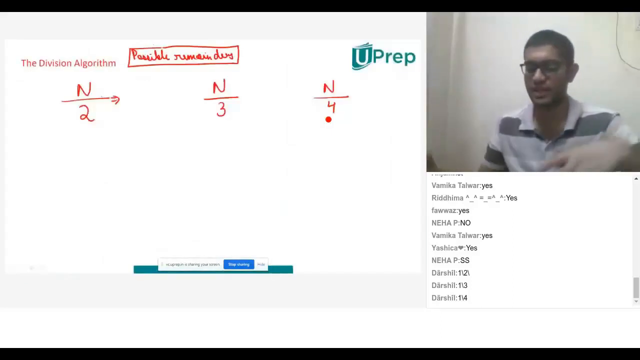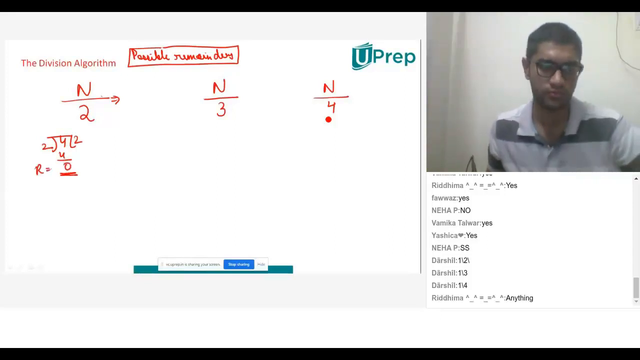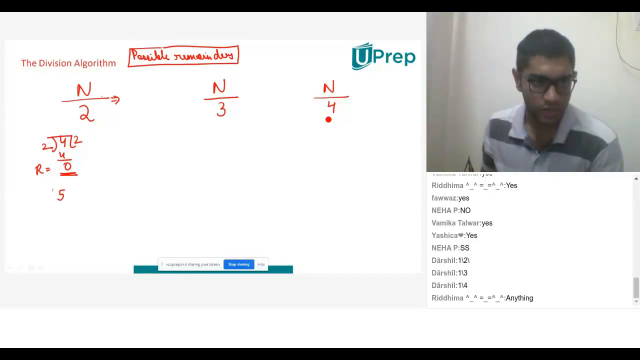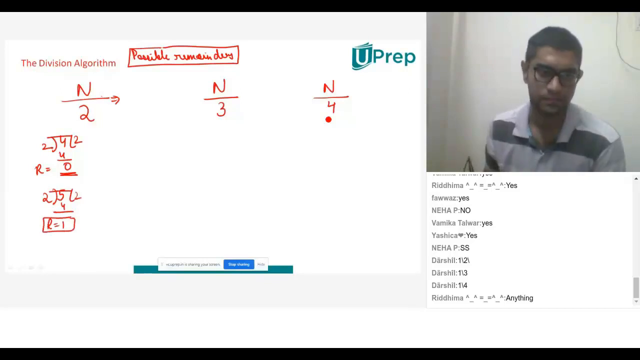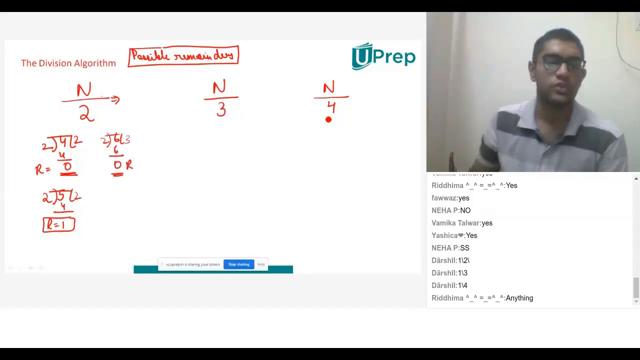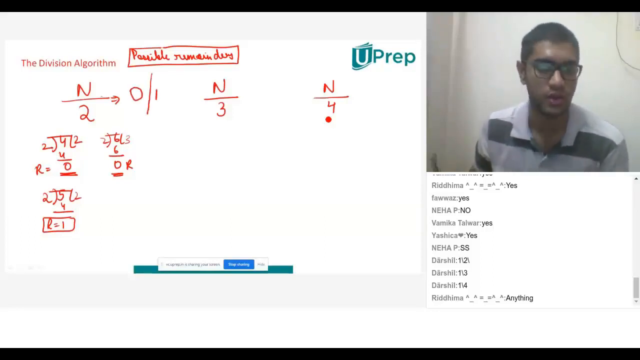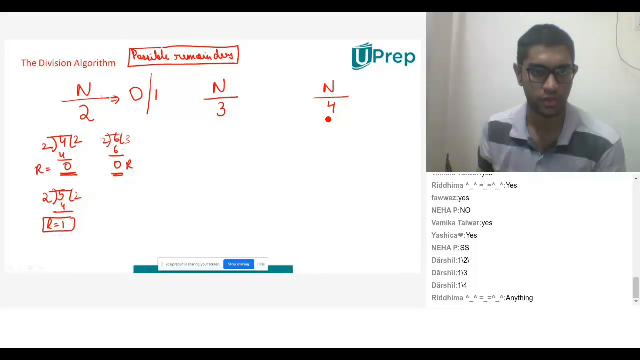Okay. Listen to me. Very interesting. Pay a lot of attention. For example, say I take 4 and divide it by 2. 2 2s are 4. What is the remainder? 0. Now, 5 by 2. 2 2s are 4. What is the remainder? 1. If I take 6 by 2. 2 3s are 6. Remainder 0. So what are the possible remainders, guys? The remainder can either be 0 or the remainder can either be 1. Only two possible remainders. Alright?